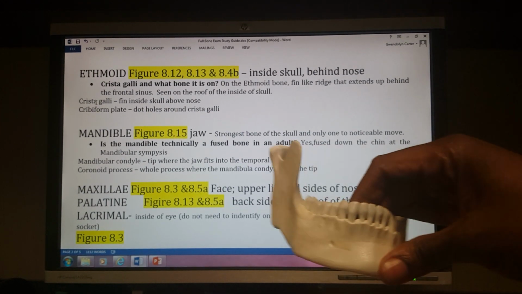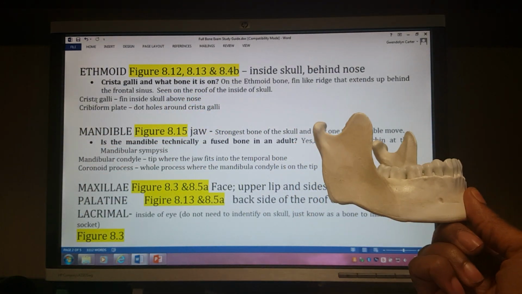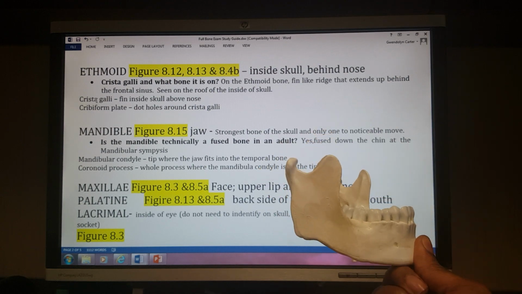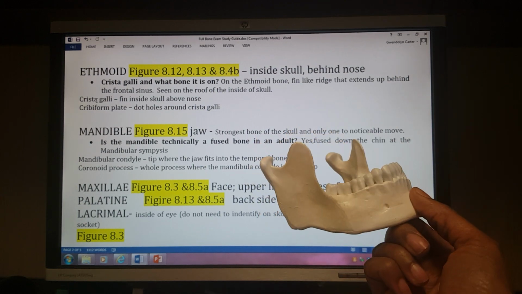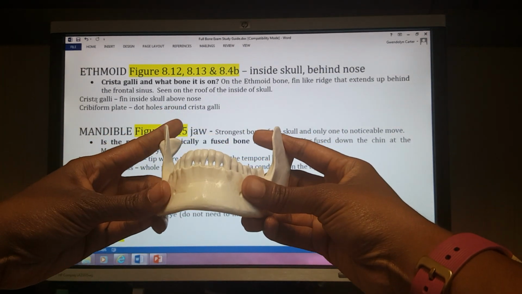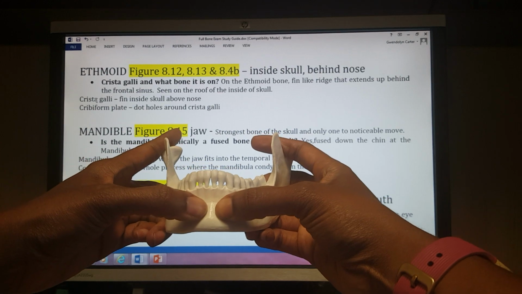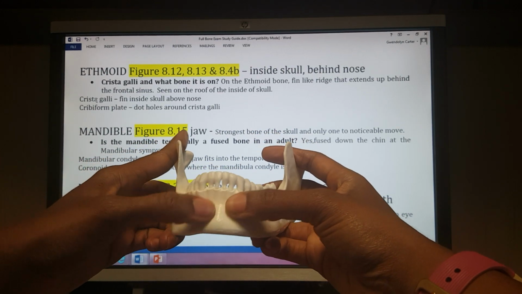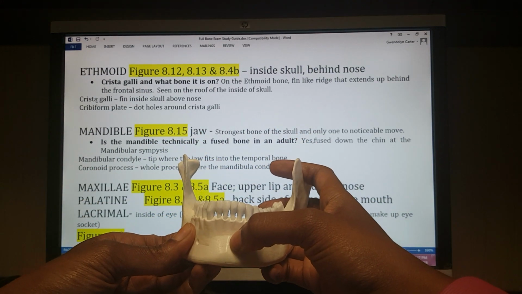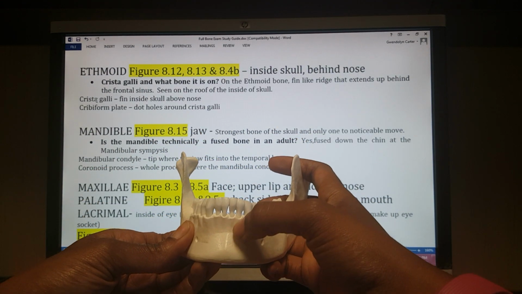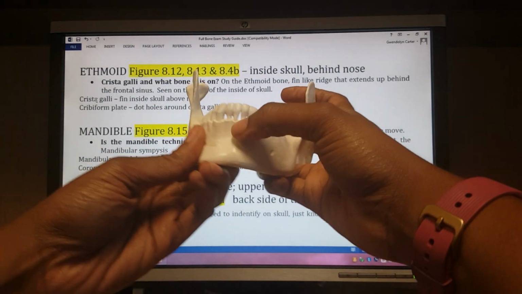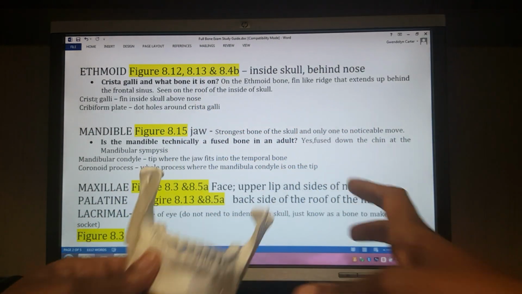Okay, so for our mandible, separated out from the rest of the skull. One of the questions for the mandible is that I asked if it's technically a fused bone in an adult. So during development, it's not fused, but as a person becomes an adult, a bony joint forms in between, fusing the two sides of the mandible together into a feature for the mandible called the mandibular symphysis. So that's this kind of bony connection right here.